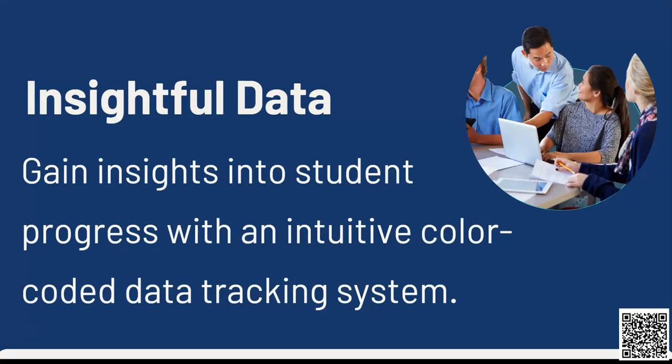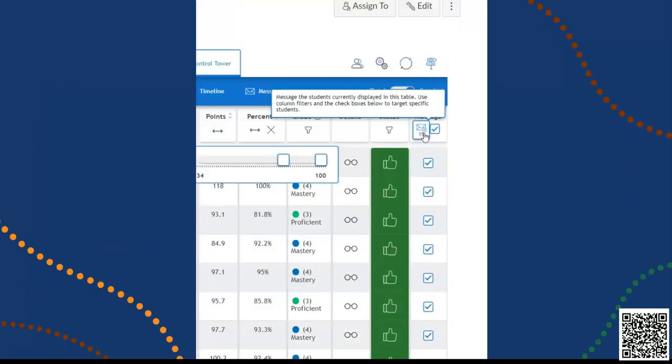You gain easy to understand data through a user-friendly color-coded tracking system designed to make monitoring performance simple and effective. This screen is the control tower. You're viewing the grade screen. I cut off the student's name on the left. Here you can easily filter by percentage or points and quickly identify students' performance through the color-coded system.